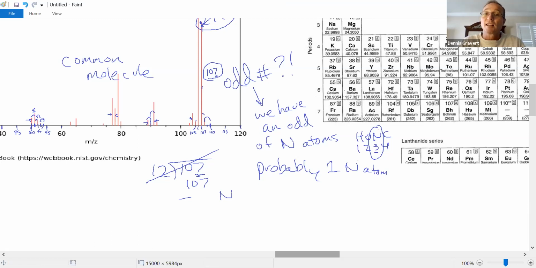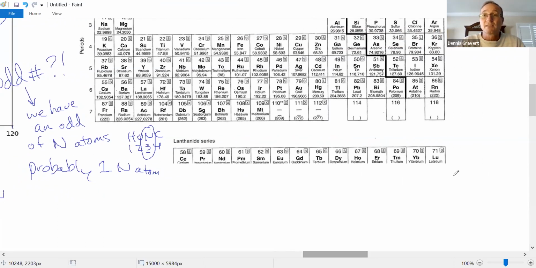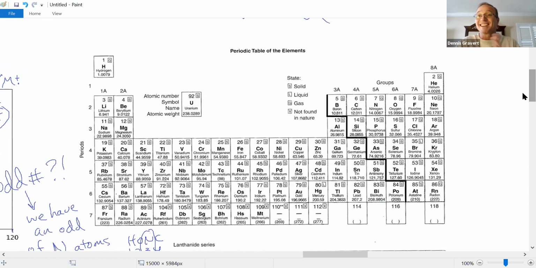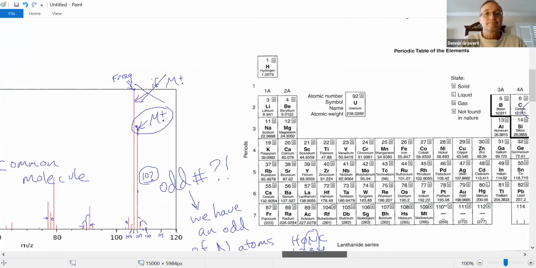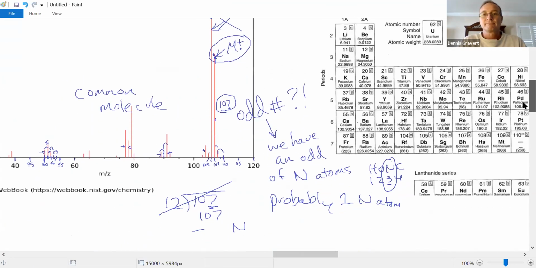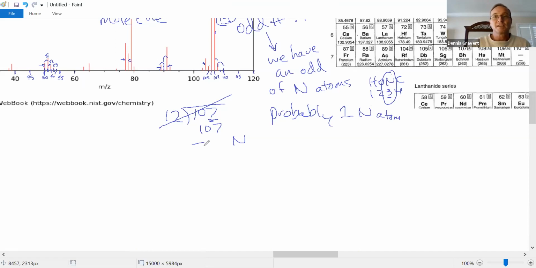So what's the mass of the most common isotope for nitrogen? Well, let's go to the periodic table, which you get on every exam. The atomic mass number for nitrogen is 14.0067. It's right here. And so round that off to 14, and that's the most common isotope, nitrogen 14. Nitrogen 14 weighs 14 mass units. So out of 107 total, 14 of the mass comes from the nitrogen atom. That's what I suspect because of the odd number.